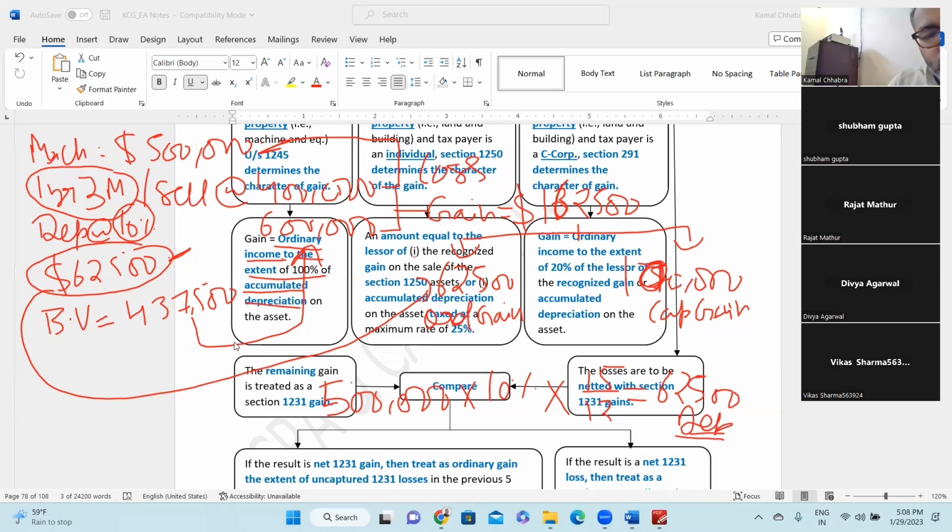Any doubt what is ordinary income and what is capital gain in this example? Where did this 6 lakhs come from? 6 lakh is the sales price, if you are selling it. Okay, the market value.